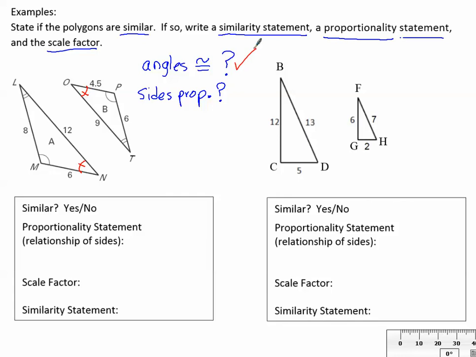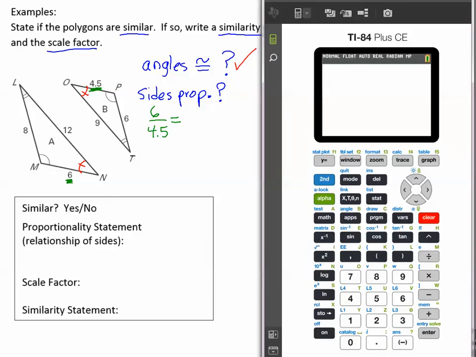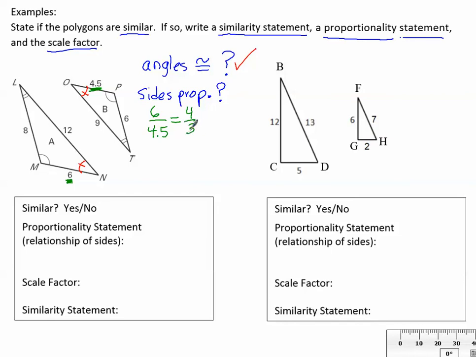So yes, they are. How about the sides? Are they proportional? Well, let's take a look. I see 3 different side lengths. I'm going to start with the smallest. I'm going to compare it to the smallest in the other triangle. So I'm going to say 6 divided by 4.5. What does that simplify to? If I have my graphing calculator, I can say 6 divided by 4.5, math, enter, enter, to simplify the fraction. That makes 4/3. So this simplifies to 4/3.